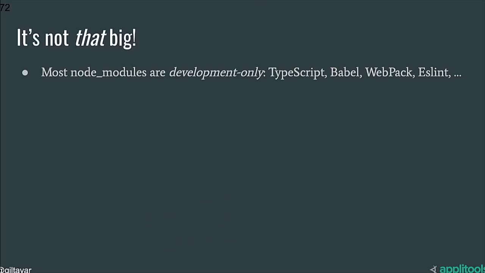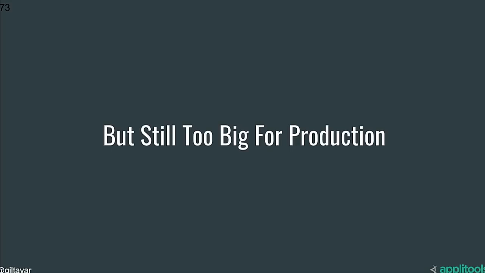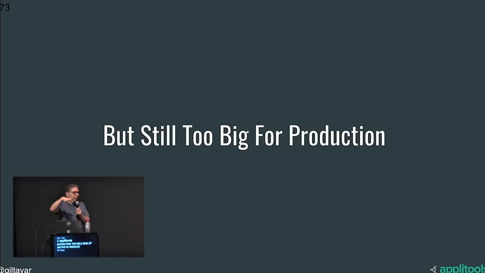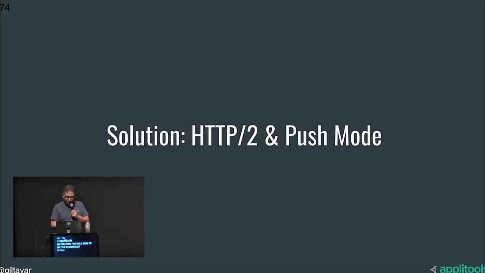Lots of modules. First of all, it's not that big, because we want not the dev dependencies, we want the production dependencies. Most of the hugeness in node modules is having TypeScript, Babel, Webpack, ESLint, and all those development tools inside node modules. It's like in Java, every project has the Java compiler and the Eclipse and whatever development tools inside. This is the situation in JavaScript today. So it's not that big, but it's still too big for production. It's still like tens of modules, hundreds of modules. If I need to HTTP get all of them, that's a problem.